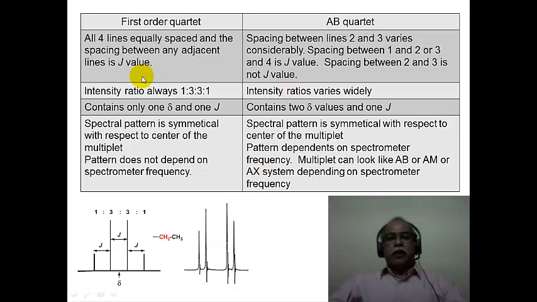So these are some important differences which are brought out to highlight the difference between the first order quartet and an AB quartet. This is a true second order quartet, the AB quartet. You can see it very clearly because of the roof effect. The intensity is not 1:3:3:1, and also the spacing between adjacent lines is not equal in this particular case.